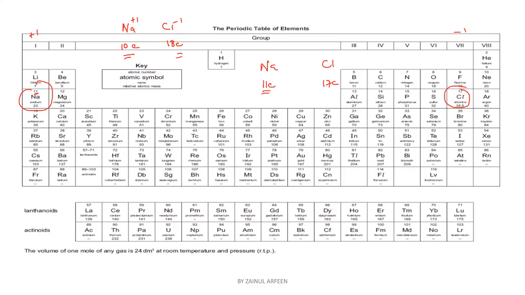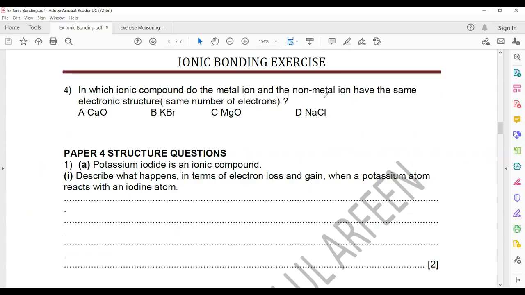So in this example as well, the sodium ion and chloride ion do not have the same number of electrons. That's why option D is also not correct, or it will not be the right answer. So it was not D, it was not B, it was not A, it was C. Is it clear?